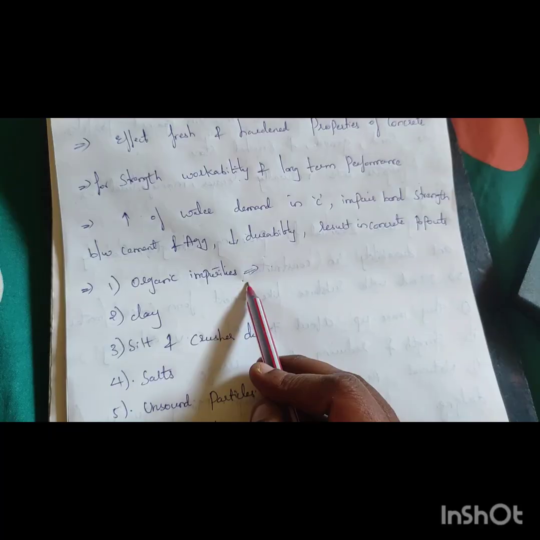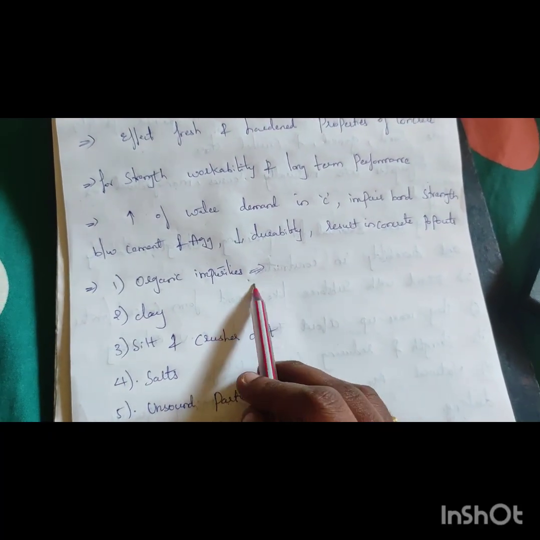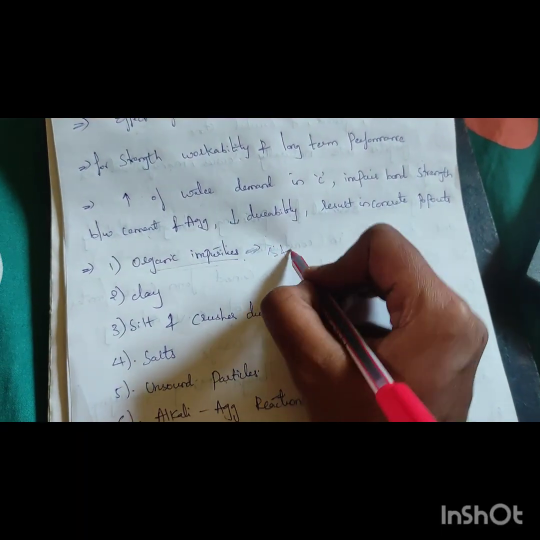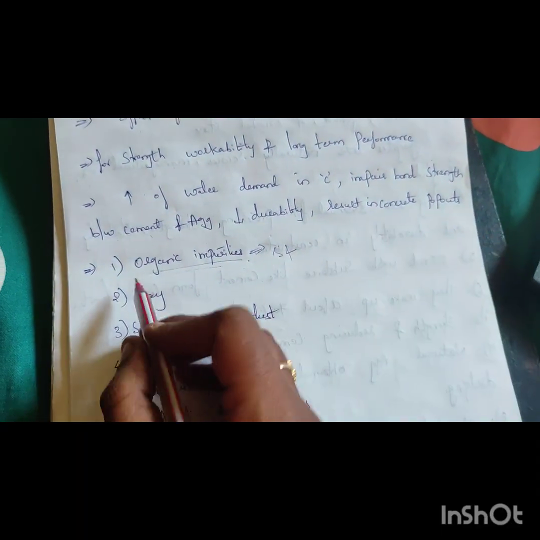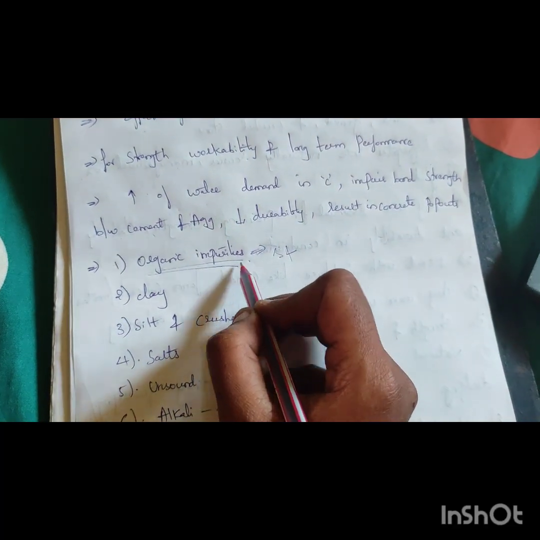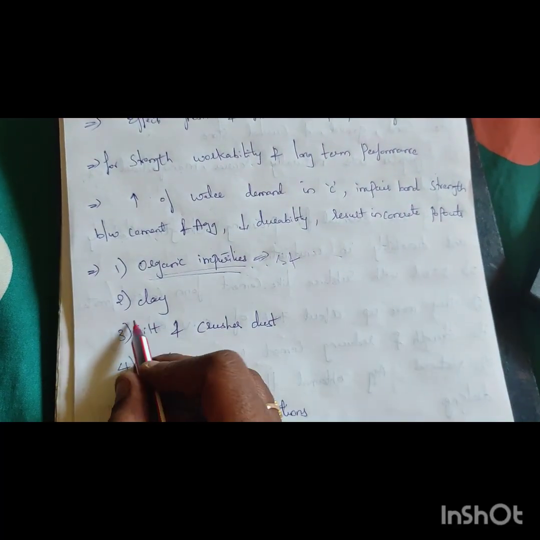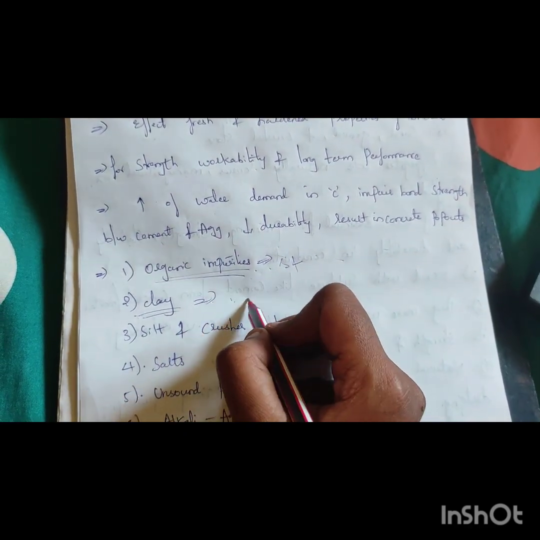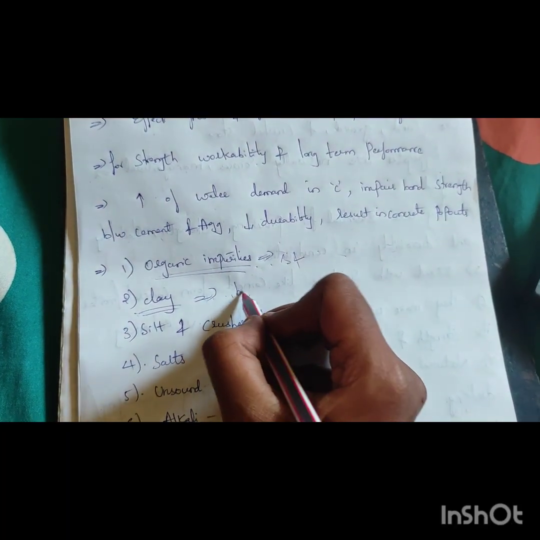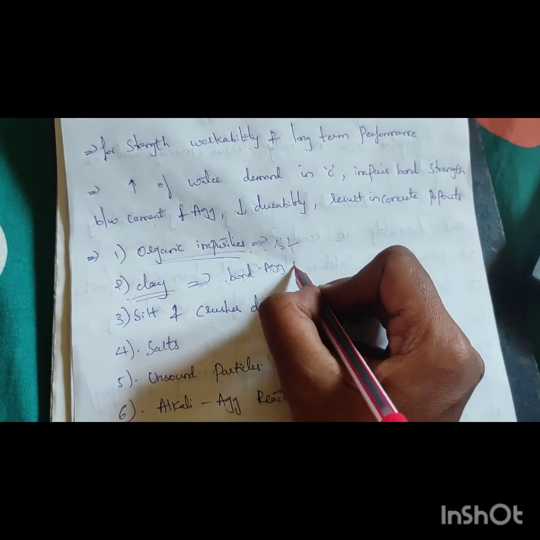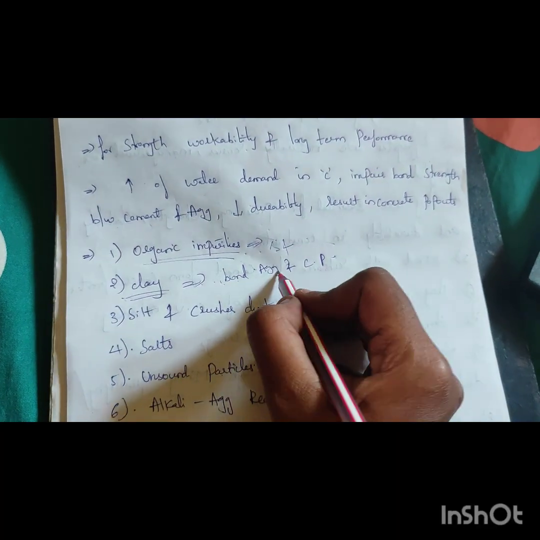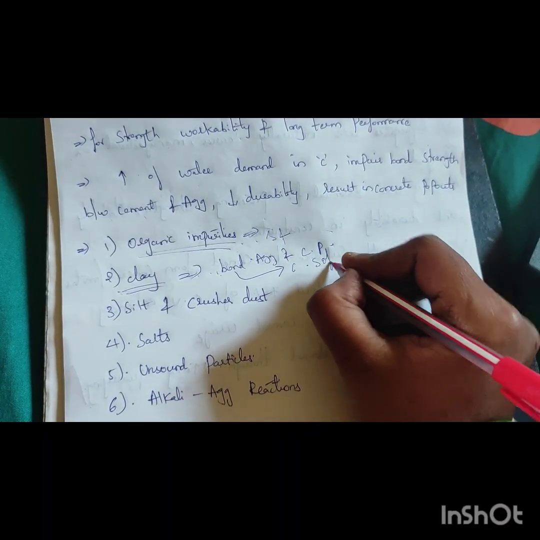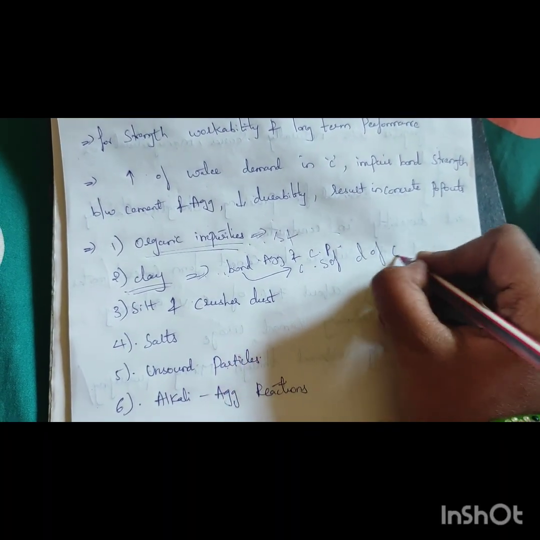Organic impurities interfere with the hydration reaction, and they are frequently found in sand and consist of products of decay of vegetable matter. This organic matter may be removed from the sand by washing. And the second one is clay. Clay may coat the surface of the aggregates, which impairs the bond strength between aggregate and cement paste, and consequently adversely affects the strength and durability of concrete.